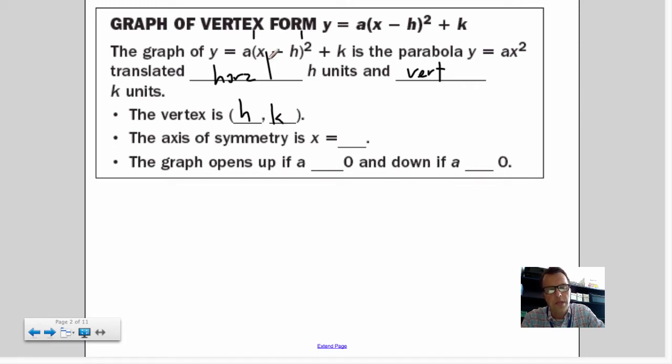So really nice, right? Think of all the work it took to find the vertex in standard form. We had to find the axis of symmetry, plug it back in. Vertex form is beautiful. There's the vertex. The axis of symmetry is x equal to h, and the graph opens up if a is greater than 0 and down if less than 0.